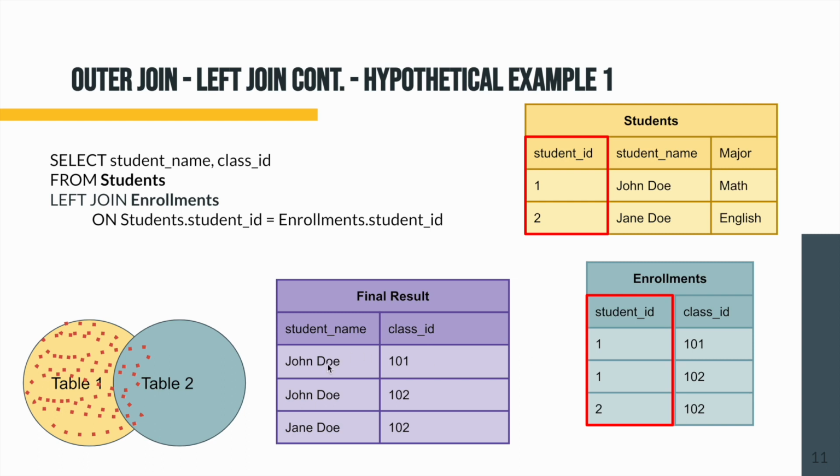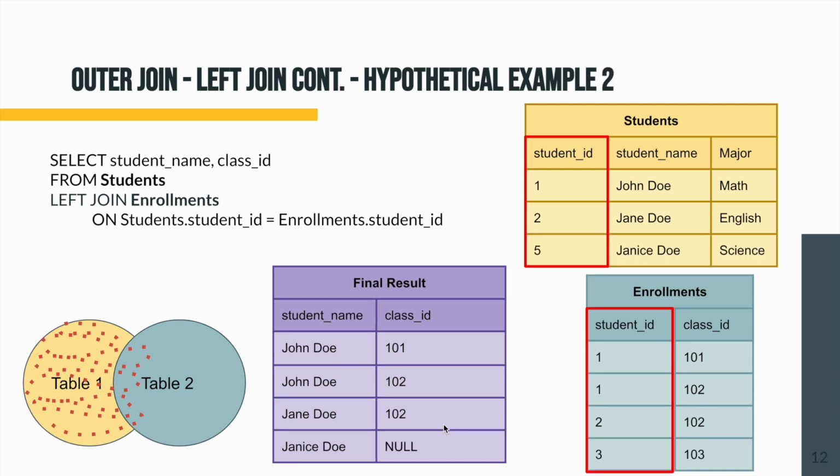So for this example, I'm obviously going to get student ID 1, John Doe, and I know the class ID is 101. Student ID 1, again John Doe, class ID is 102. Student ID 2, Jane Doe, with the class ID of 102. But let's assume, and this is a hypothetical that is not in that data set, that we had a student ID 5, and that was Janice Doe. So we've already done all of that: John Doe 101, John Doe 102, Jane Doe 102.